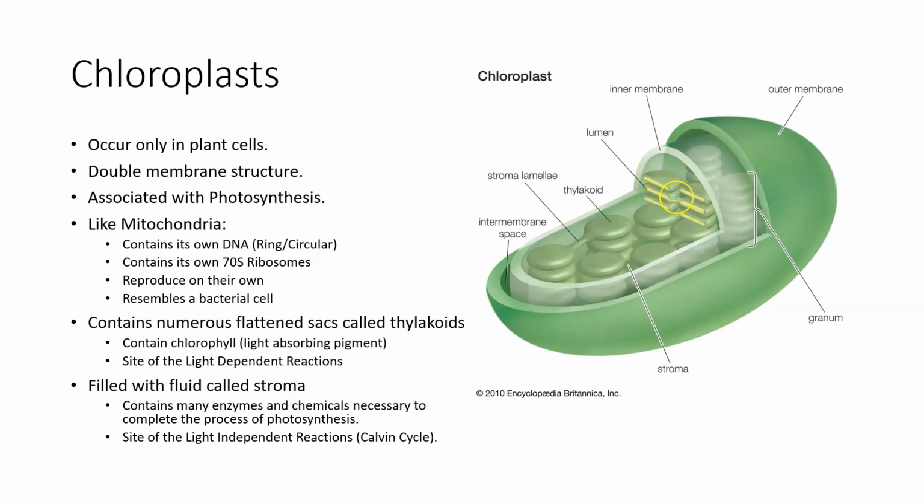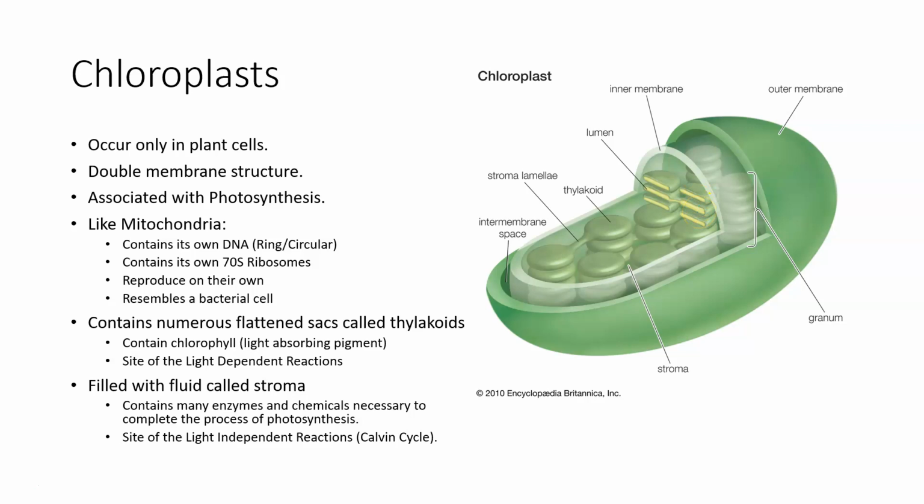The thylakoids are these individual flattened discs within the stroma, which is the fluid within that inner membrane. And then you have the granum. The granum are these stacks of thylakoids. So from outside in: outer membrane, inner membrane. Stroma is the fluid that fills the inner membrane. Thylakoid is the individual flattened disc, and a stack of these flattened discs is considered a granum.